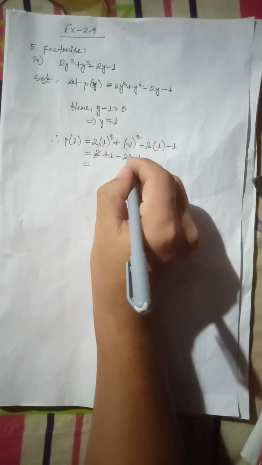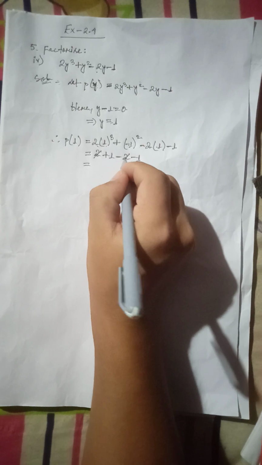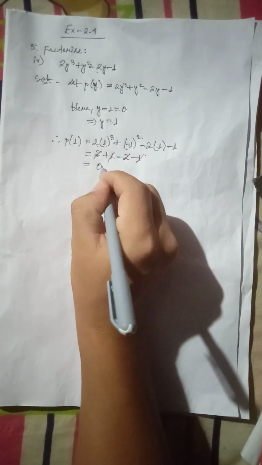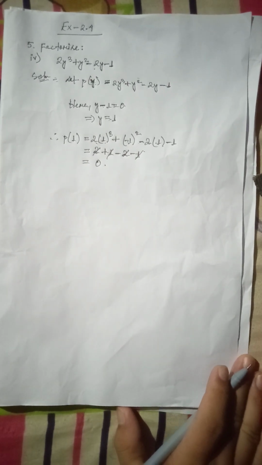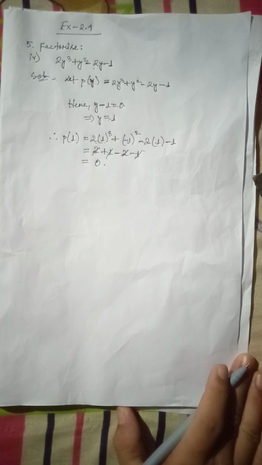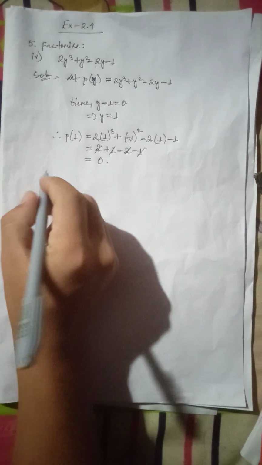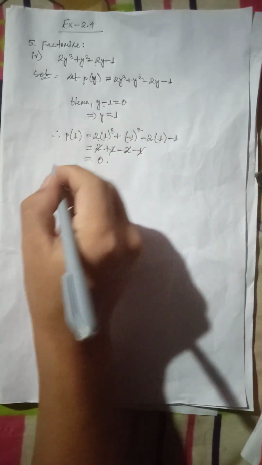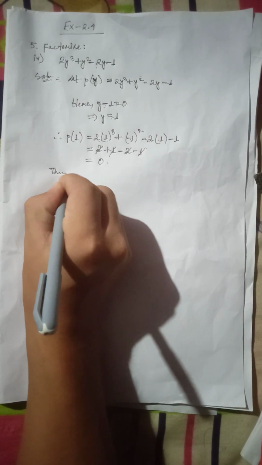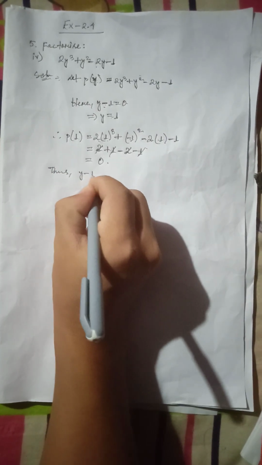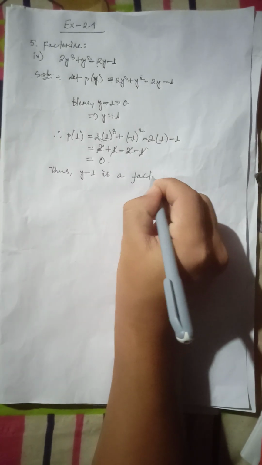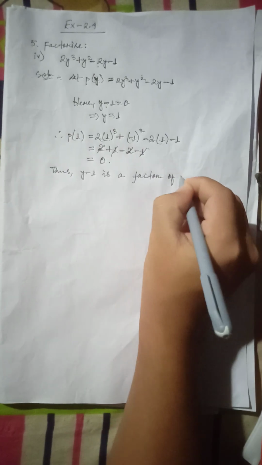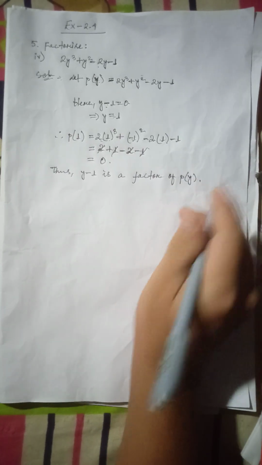So in order to know it better, just mark it like this, or just cut it like this, and after that we will get 0. Thus we came to know that the value of p of y that we got is 0. If it is 0, then what can we say about this y minus 1? We can say that y minus 1 is a factor of p of y. Okay.